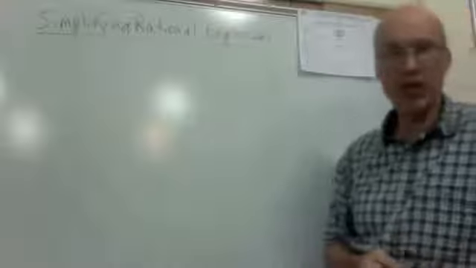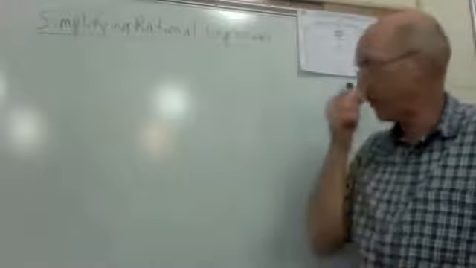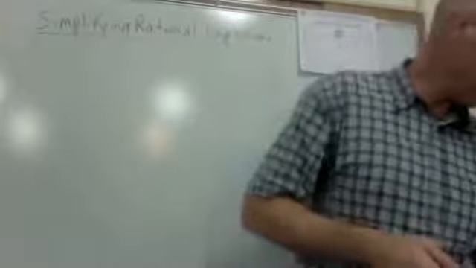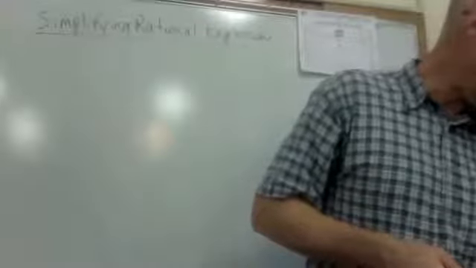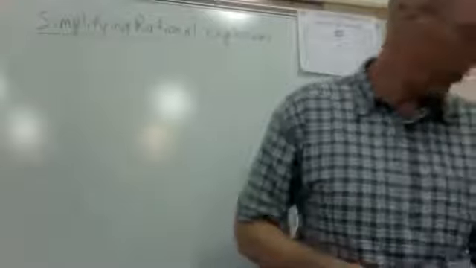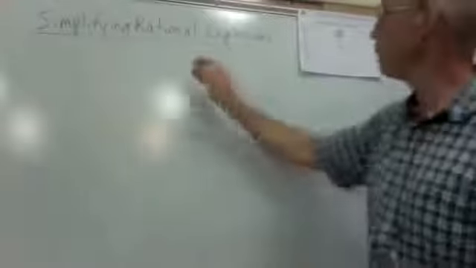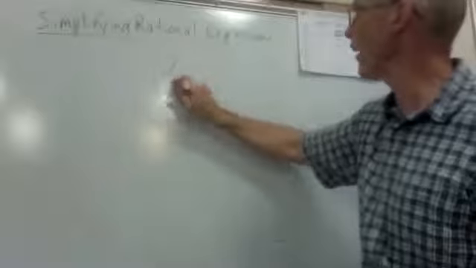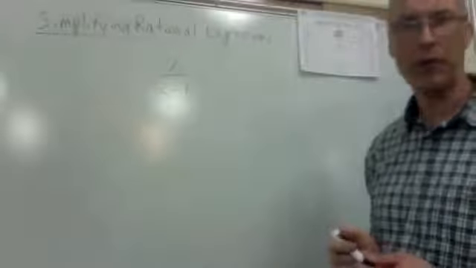Lesson 3 of chapter 11 is called Simplifying Rational Expressions. Rational expressions, they give you a definition there. It's an algebraic fraction whose numerator and denominator are polynomials. 2 over x minus 1, something like that would work.